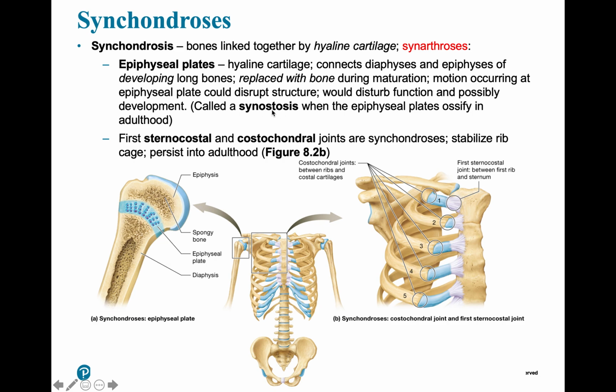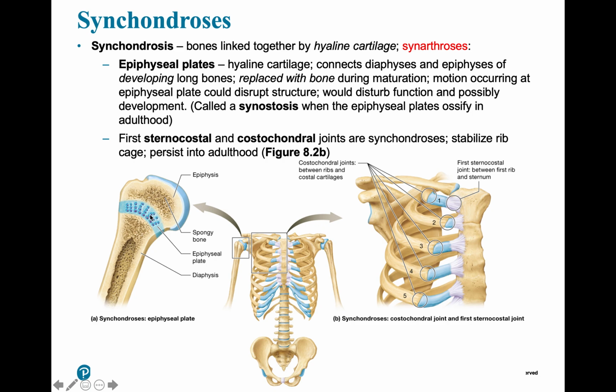So this is the term we use for the epiphyseal line, which is the remnants of what once was an epiphyseal plate, right? So again, when it's still hyaline cartilage and we have the ability to grow in length, this is called a synchondrosis joint. It's classified as a synarthrotic joint based on function because it's immovable. It's classified as a cartilaginous joint based on structure because it's composed of hyaline cartilage.